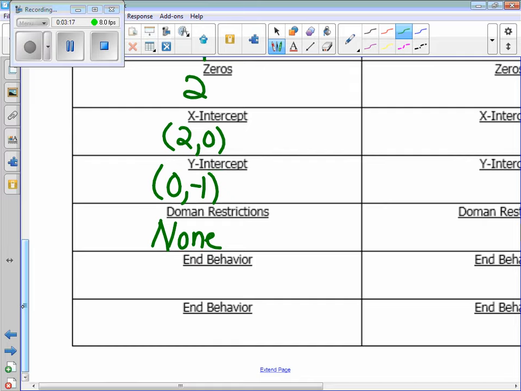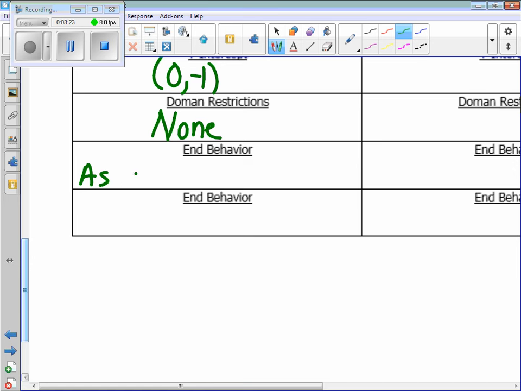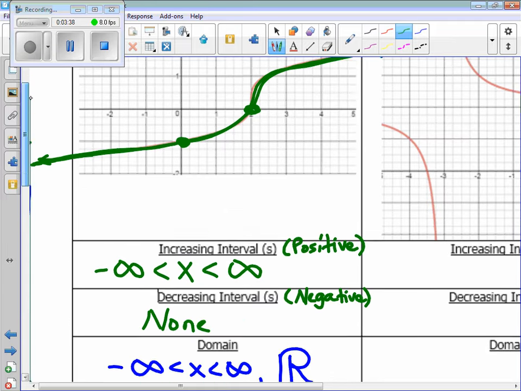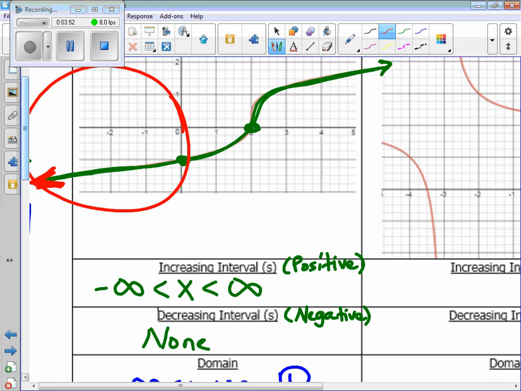End behavior. I always start out end behavior with the left side of the graph. So as x goes to negative infinity, think of this as the left side of the graph. The y values go to, where does this go? I look at the end of the graph. What's happening to the end of the graph? It is going down as it's going left. So down, the y values are negative y values, so it's going to negative infinity.